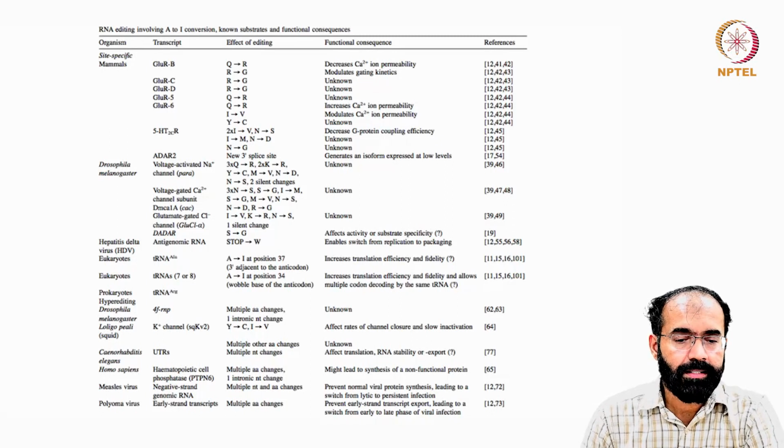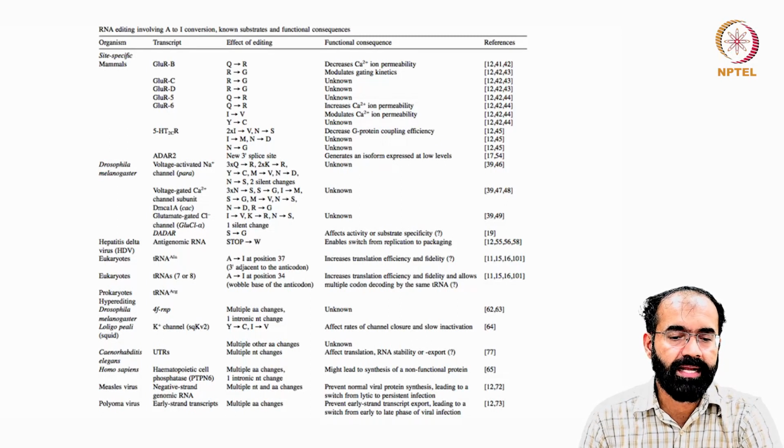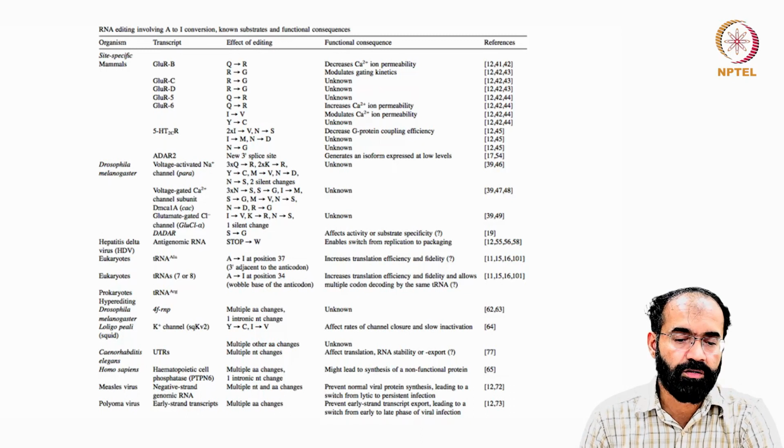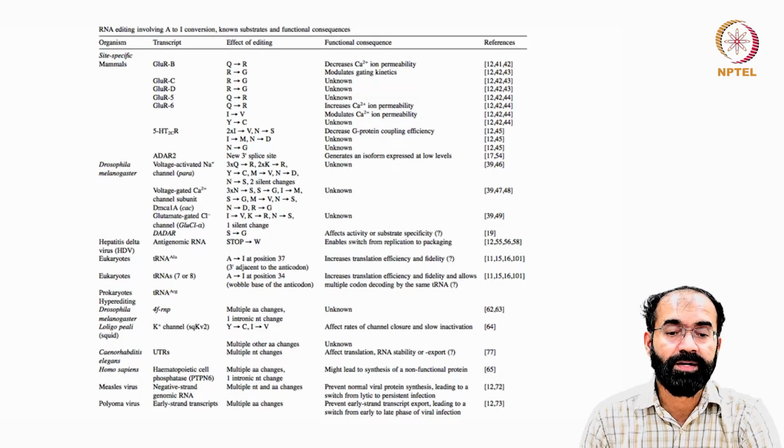So this is a very elaborate table of RNA editing involving A to I conversion, with the known substrates and the functional consequences. You can see mammals, Drosophila, hepatitis virus, etc. By transcript we basically mean the gene, that is GLU-RB, GLU-RC, like that. And what is the effect of editing? These are all single letter codes for amino acids.